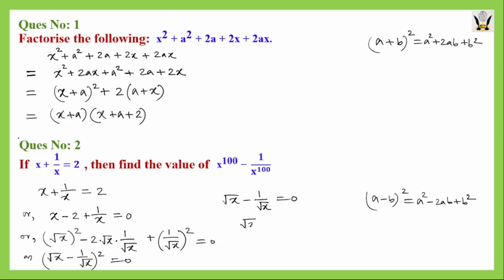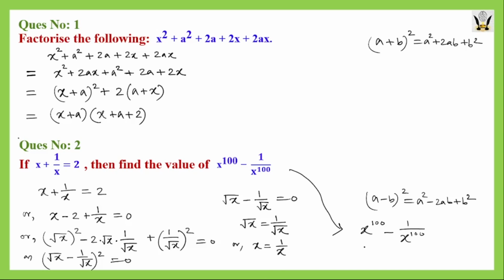So it can be further written as root x is equal to 1 by root x, and then if I take the square of both the sides, by squaring what we will get is x is equal to 1 by x. And what we need to find out is x to the power 100 minus 1 divided by x to the power 100. And what is x? x is equal to 1 by x.